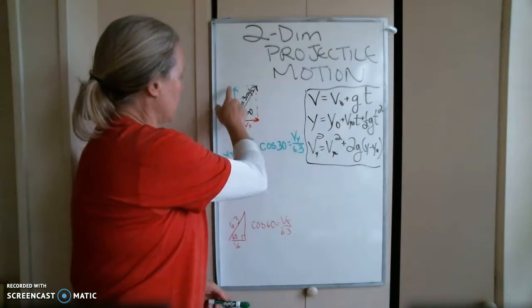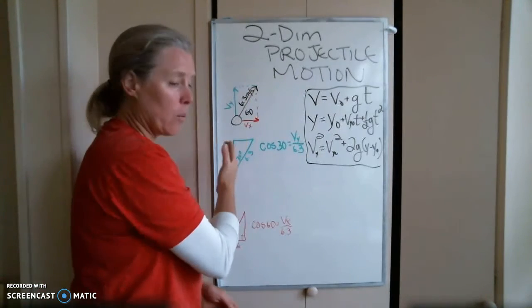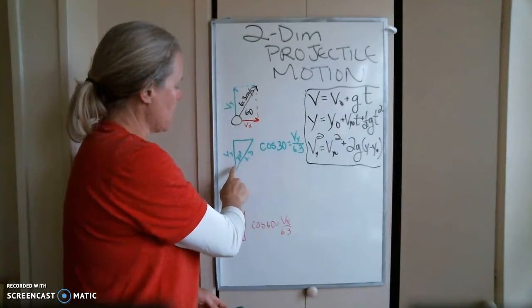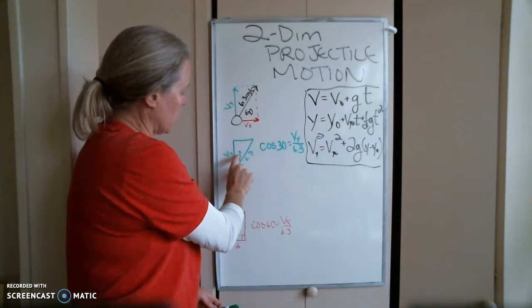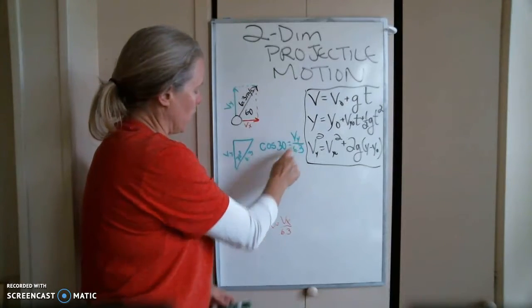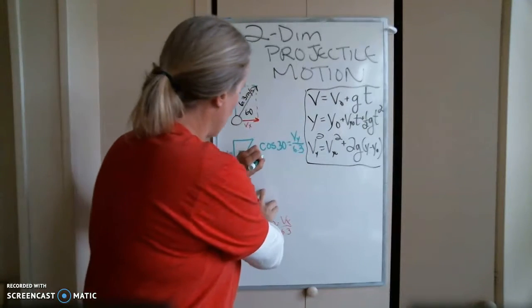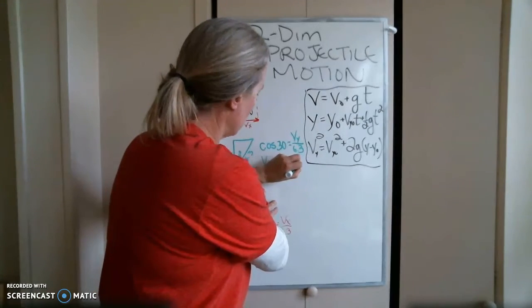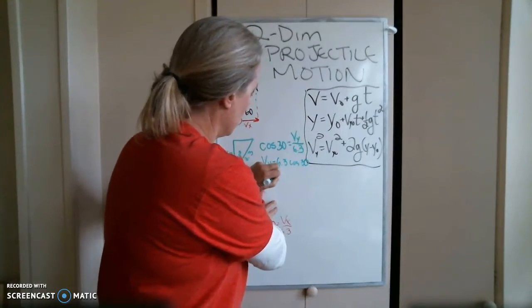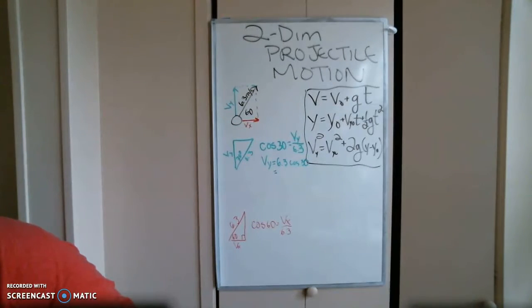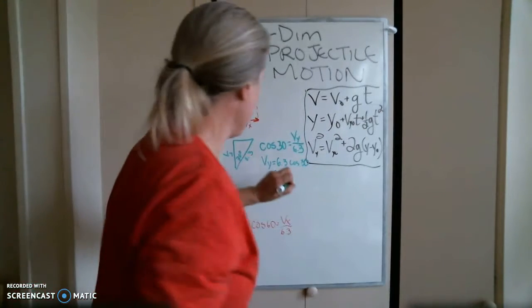So what I did is I looked at a trig triangle. That's how we work with vectors. It has an influence upward and an influence horizontally. This ends up being the adjacent side to the hypotenuse in 30 degrees, so it's cosine 30 equals Vy over 6.3. So Vy is going to be 6.3 times cosine 30. I did that in my calculator, and that is 5.45.